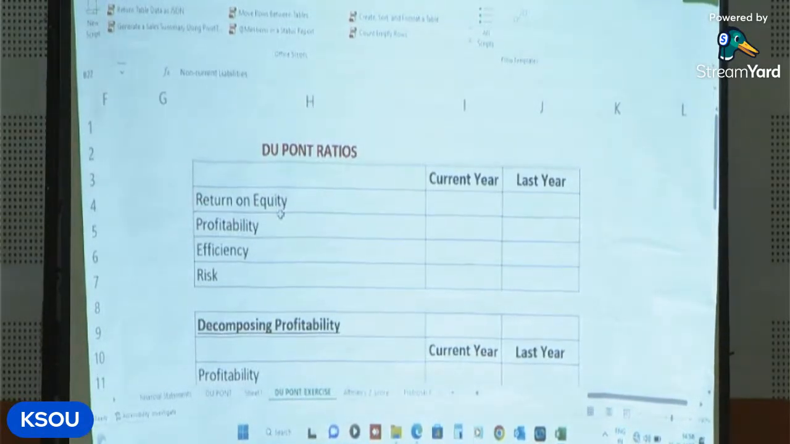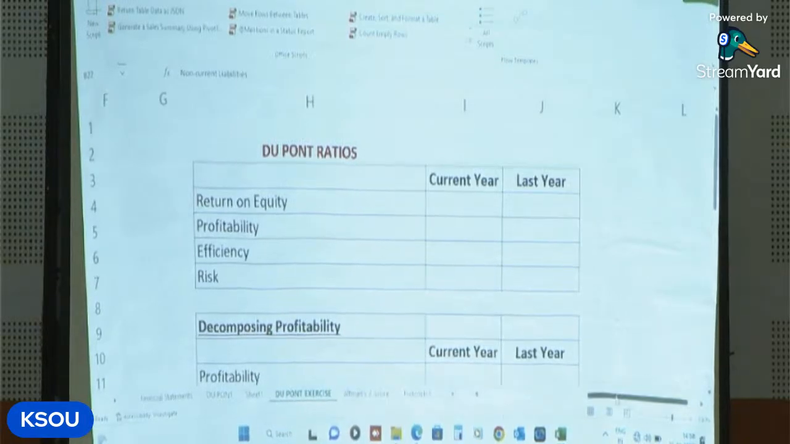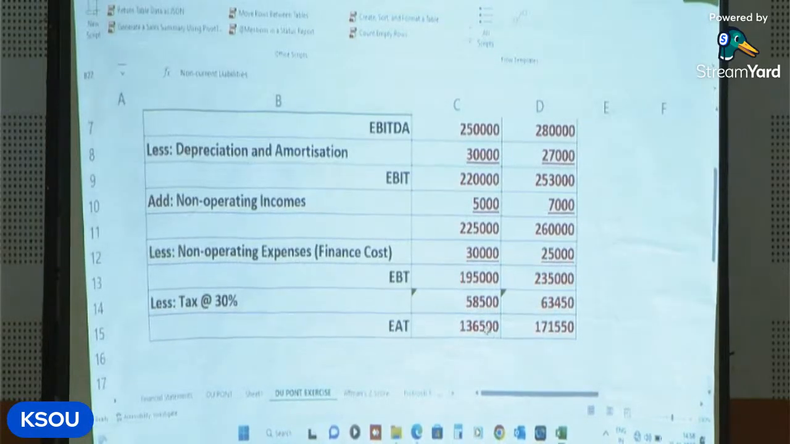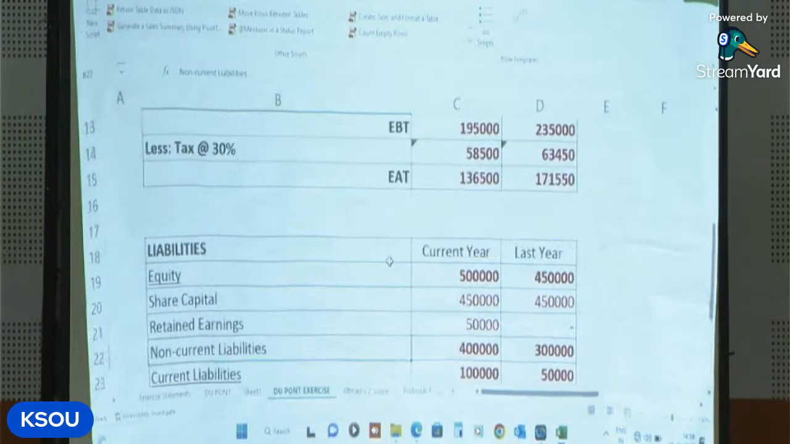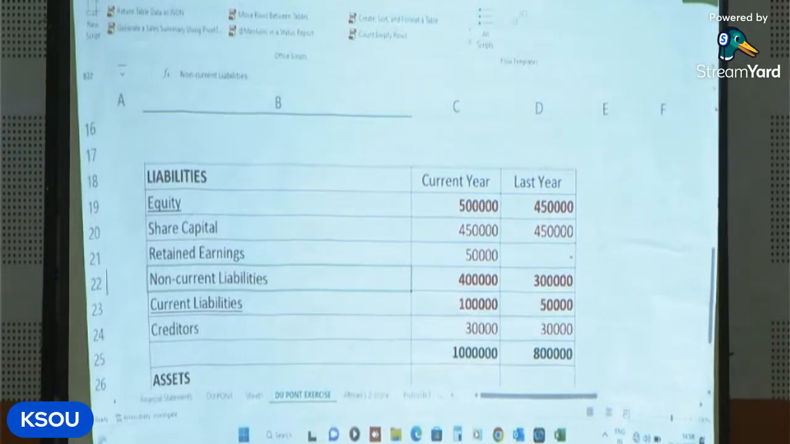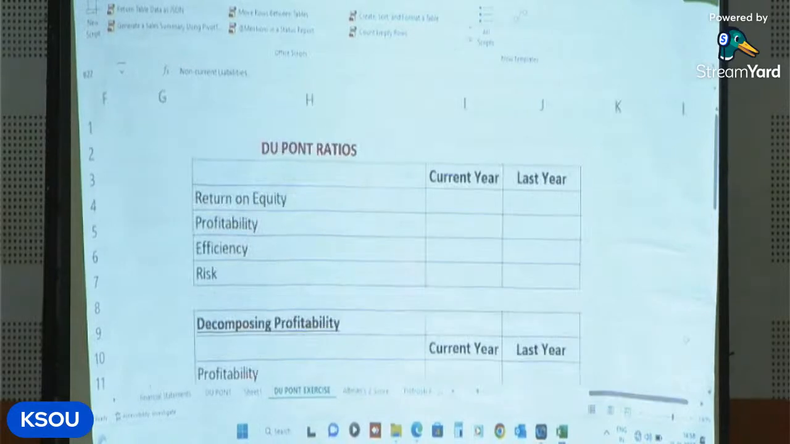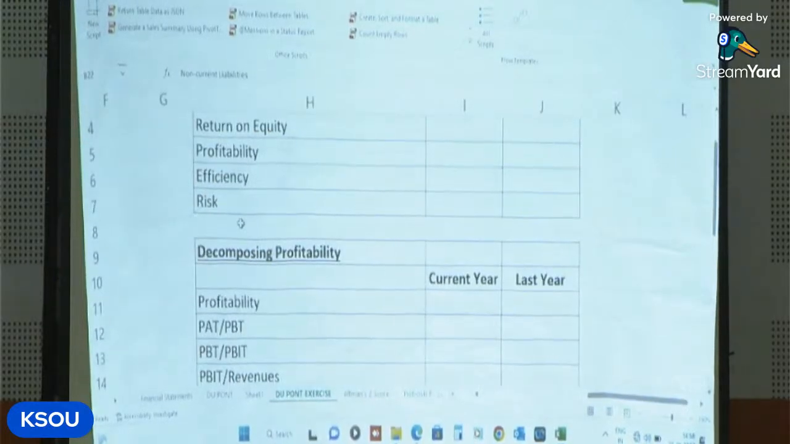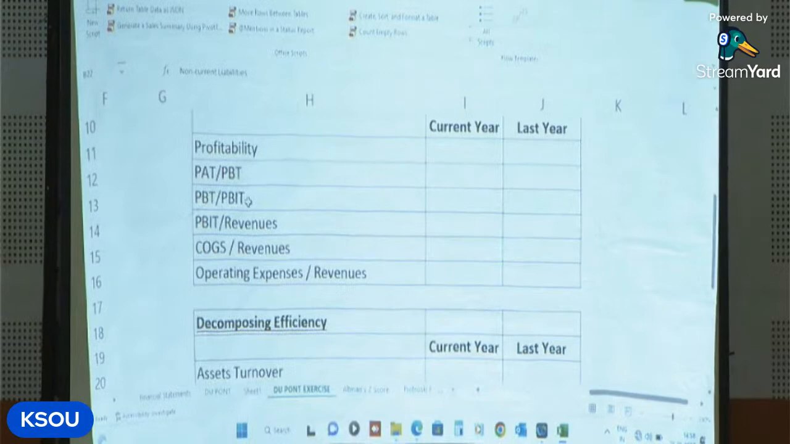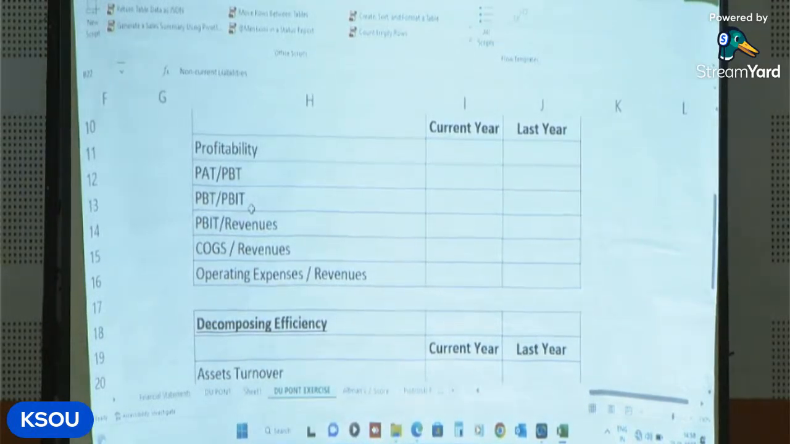So ROE, how to calculate? What's the formula, sir? PAT divided by shareholders' funds. So in the statements, identify PAT, identify shareholders' funds, divide, and you get this. In the same way, profitability, efficiency, risk, how to calculate. You see. So I'll pass on this. Please try some.